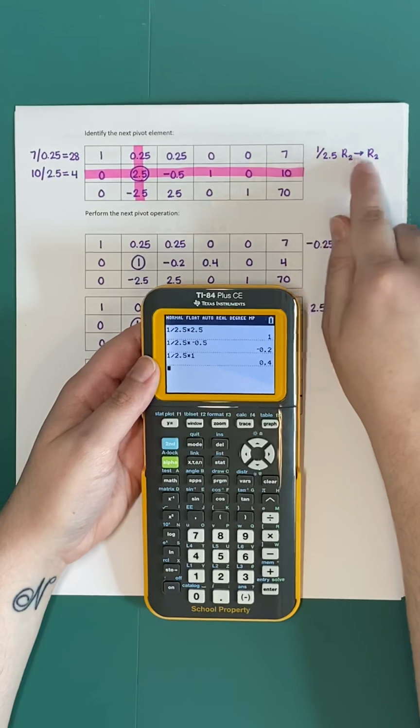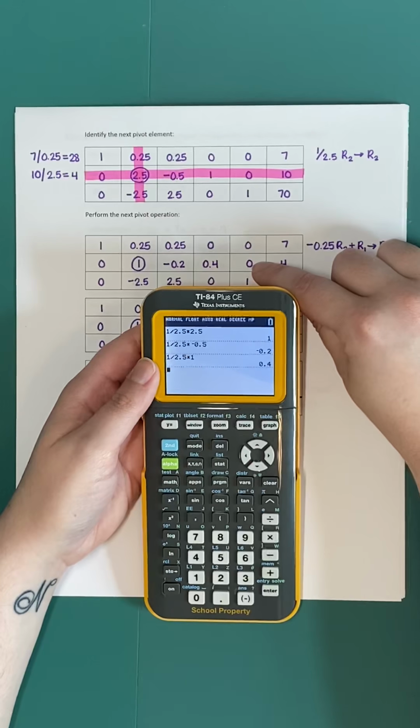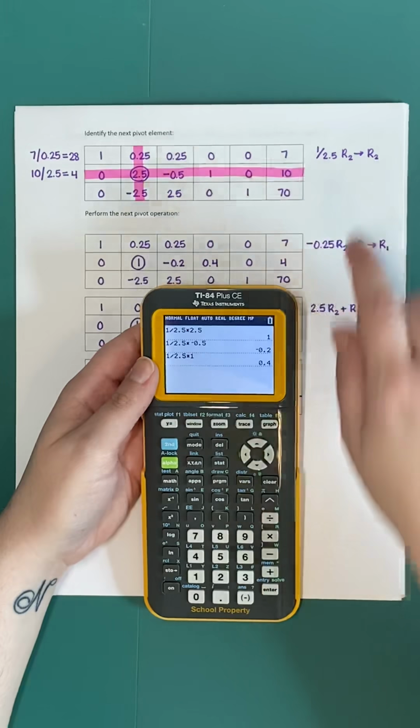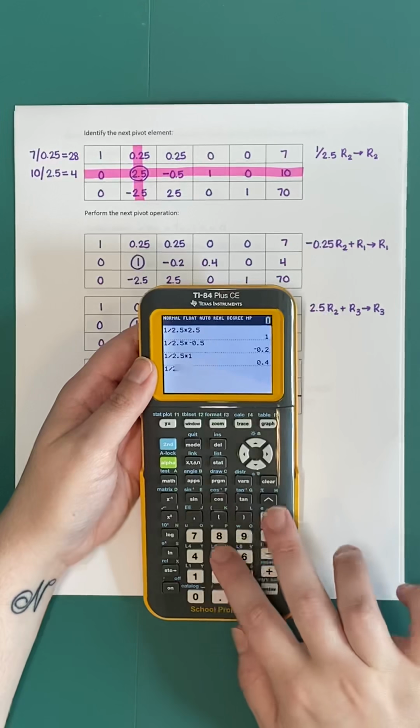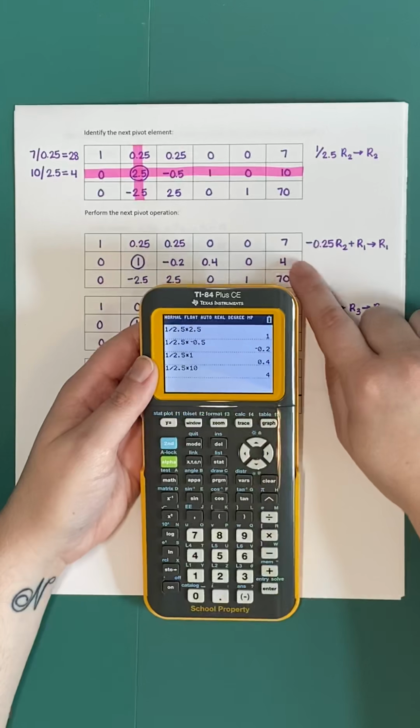1 divided by 2.5 times 0. Well, anything times 0 is just 0, so that's still going to be a 0. And then 1 divided by 2.5 times 10 is going to be 4. Okay, so that's my new row 2.